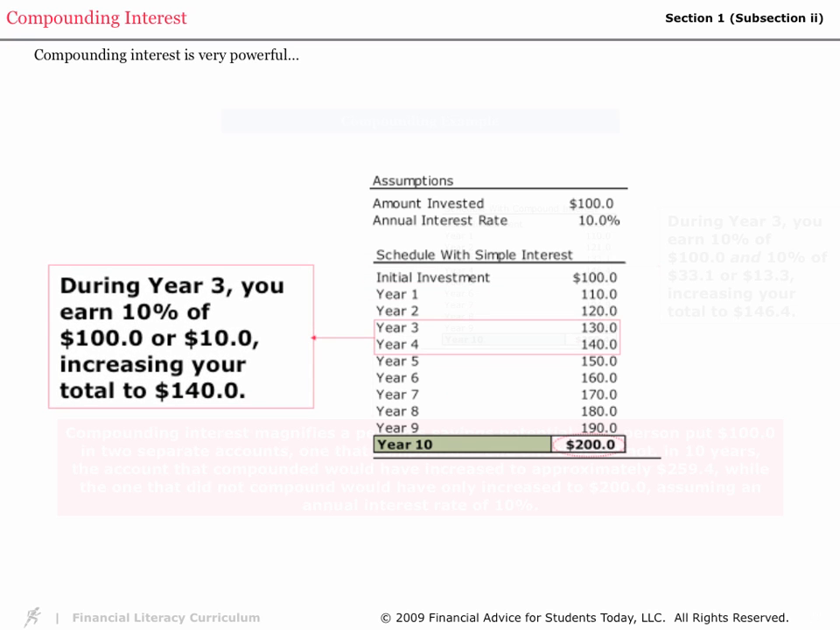Since the interest in this account does not compound upon itself, a constant $10 is earned each year, leaving a total of $200 at the end of 10 years.